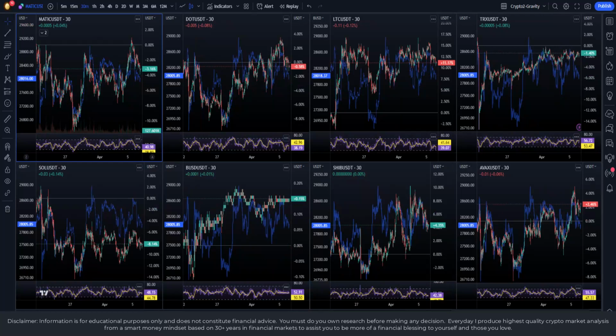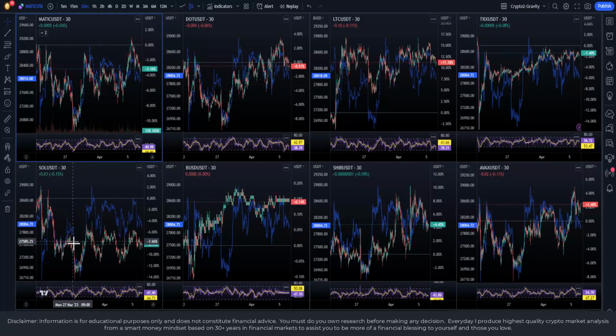Let's extend our analysis to Matic. We can see Matic moving in directional correlation with Bitcoin. What are we actually trying to do here? Why do we do this analysis in the first place? It's all about spotting inverters. What are inverters? Inverters go the opposite direction to Bitcoin's gravity. Why do we need inverters? Well, if Bitcoin is going down, you want to find yourself some inverters.